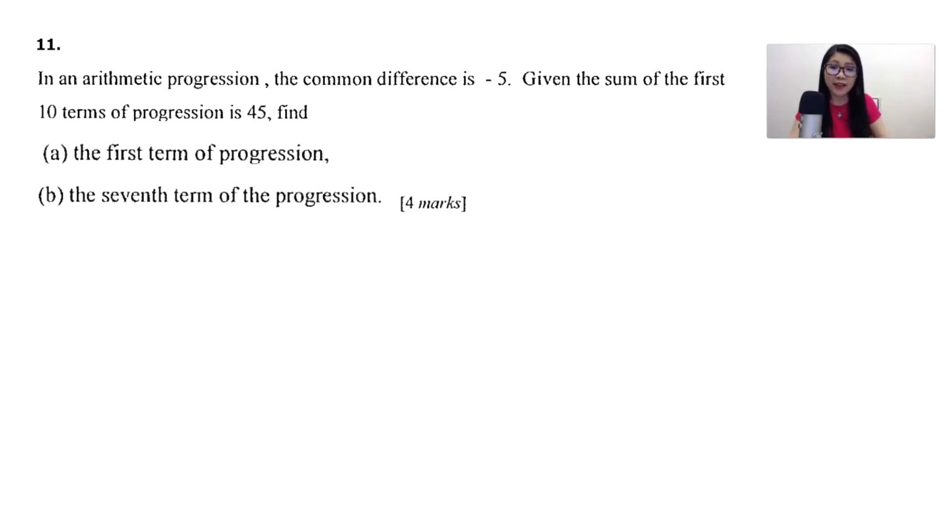In an arithmetic progression, which is AP, the common difference is -5, which means that D is equal to -5. Given the sum of the first 10 terms of the progression is 45, which means that S10 is equal to 45. Find the first term of the progression, so the first term is A. And find the seventh term of the progression, which means that you have to find T7.